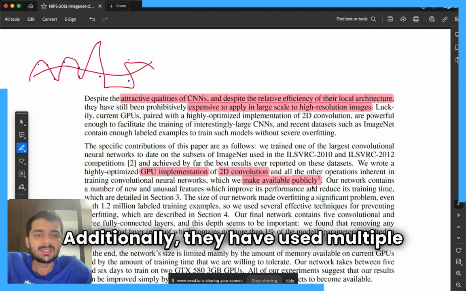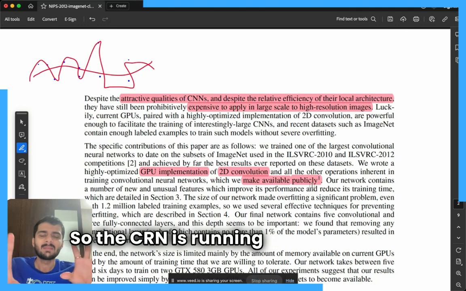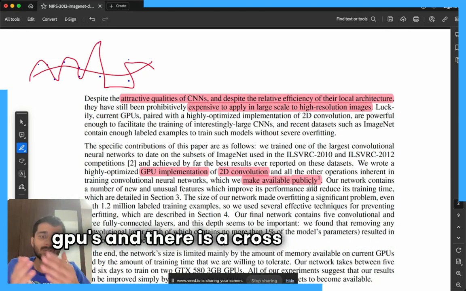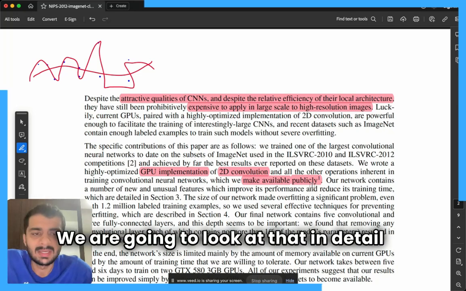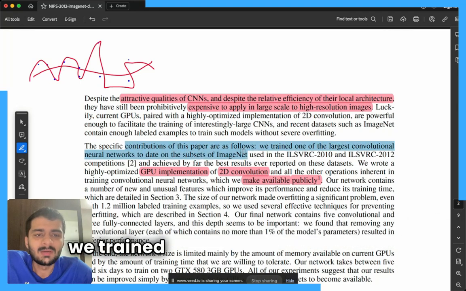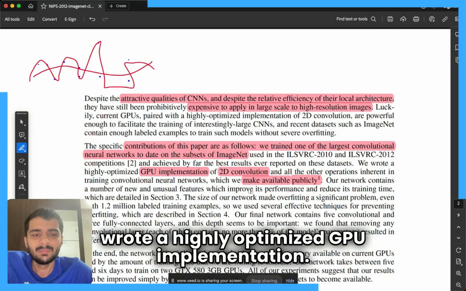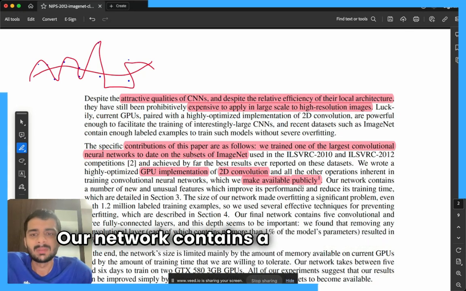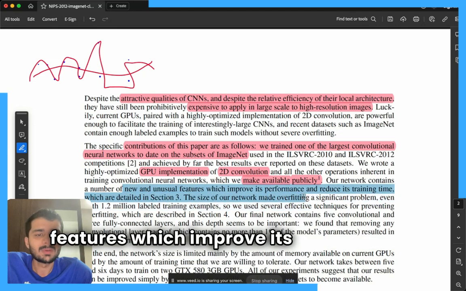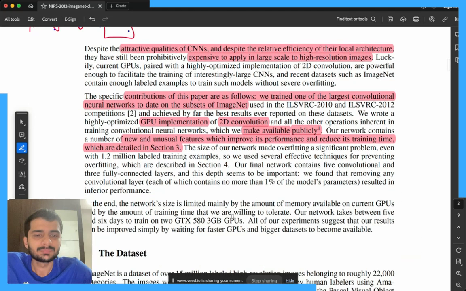Additionally, they have used multiple GPUs. They have used two different GPUs. So the CNN is running in parallel on two different GPUs, and there is a cross connection as well. We are going to look at that in detail as well. So the specific contributions of this paper are: we trained one of the largest CNNs to date on the subsets of ImageNet used in both of these competitions. We wrote a highly optimized GPU implementation. Our network contains a number of new and unusual features which improve its performance and reduce its training time, which are detailed in section number 3.